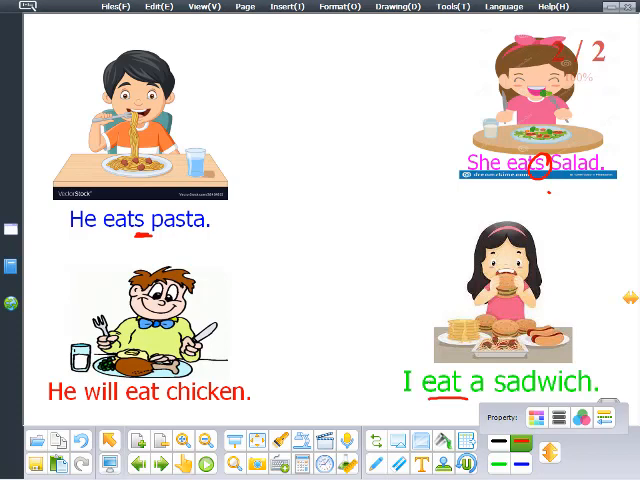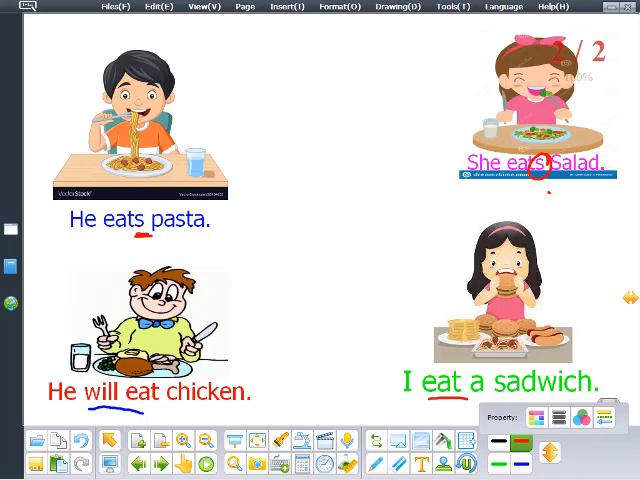Well, what about that boy? Look. That boy has some food and he eats right now or he will eat. Does he eat? No, he doesn't. He doesn't eat. Look, he is looking at the food, but he doesn't eat yet. So we say he will eat. He what? Will eat. When someone hasn't done the action, we say will. When someone will do something and he hasn't done this thing yet, we say he will eat chicken. Now he isn't eating right now. He isn't eating with us. He will eat in the future.